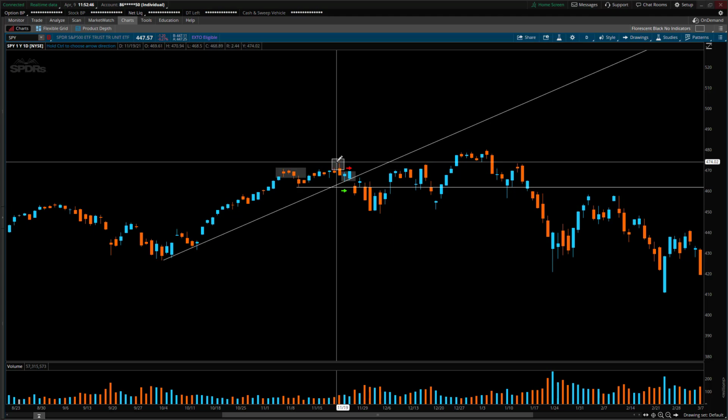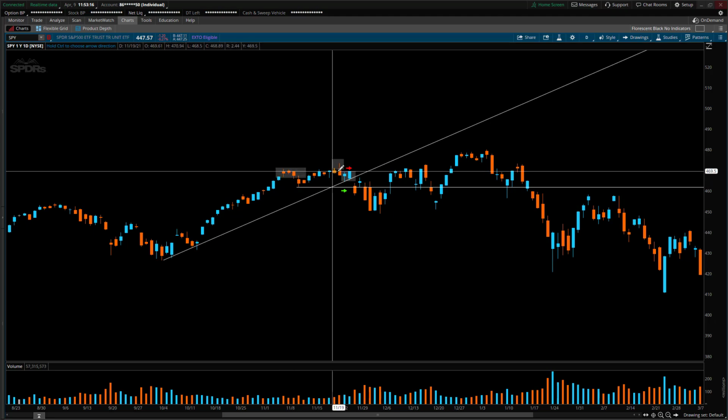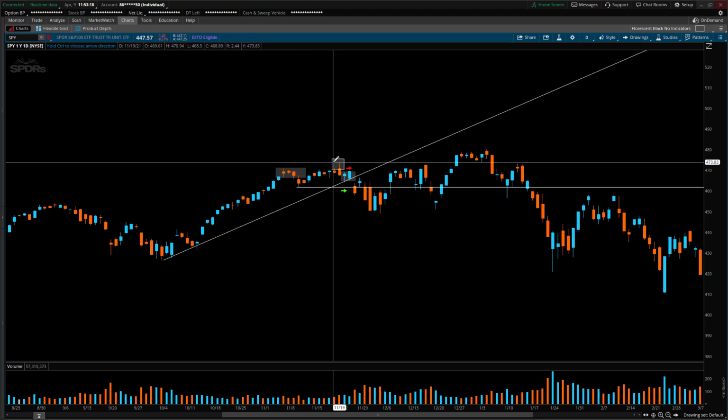Picture the human body when you're looking at head and shoulders. You're looking at another person in front of you, and you'll see a head, and then to the left, a left shoulder. This head breaks above the previous peak level, so this peak breaks above that peak, and that creates the head.